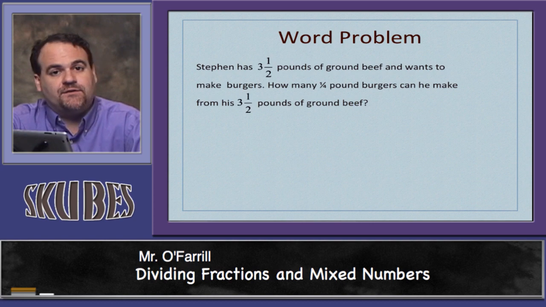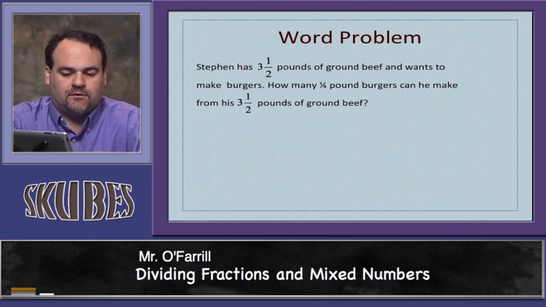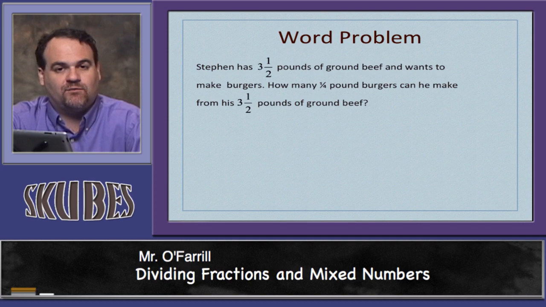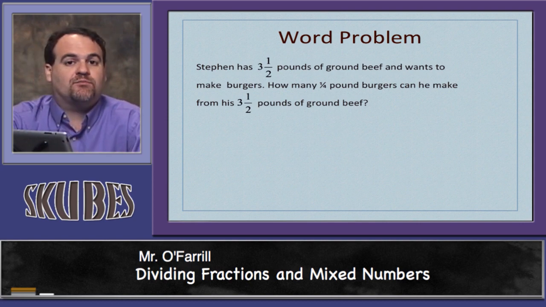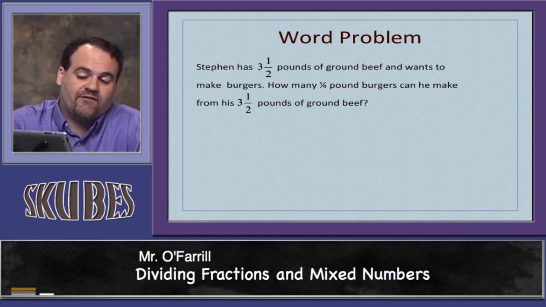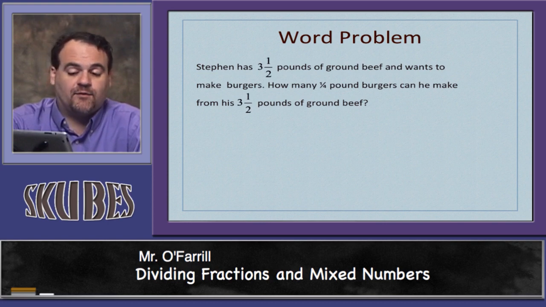Well, mixed fractions really only are going to truly show up in a word problem. You're not going to say something like 7/2 pounds of ground beef if you're going to the local supermarket to buy. You're going to get 3.5 pounds. So that's where the real world scenario comes in. But let's go ahead and change this to an algebraic expression, and then we'll find the answer here. Stephen has 3.5 pounds of ground beef and wants to make burgers. How many quarter-pound burgers can he make from his 3.5 pounds of ground beef?